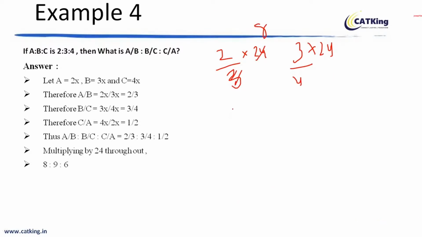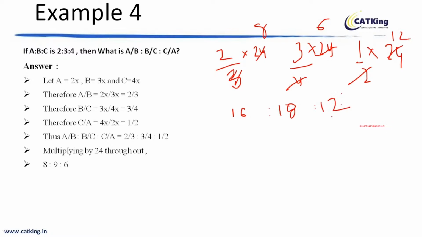So 3 8s are 24, 2 into 8 is 16. 4 6s are 24, which is 18. 1 by 2 into 24, which is 2 12s are 24, which is 12. Correct? 16 is to 18 is to 12.